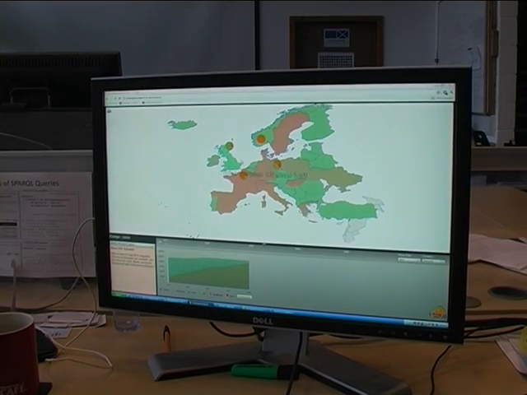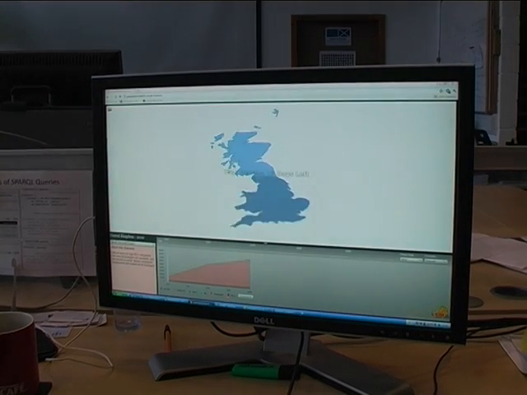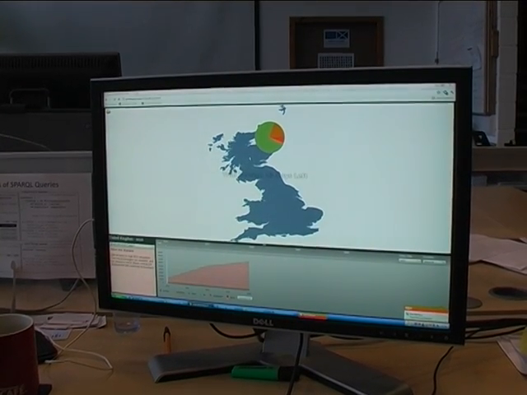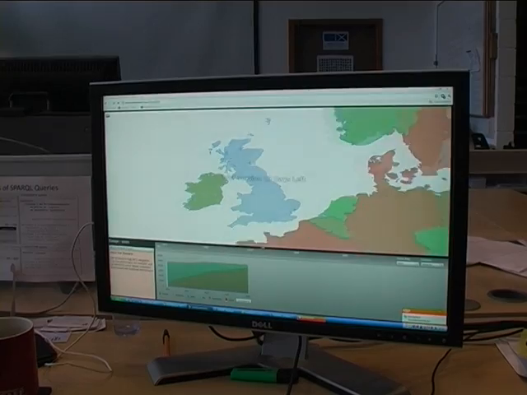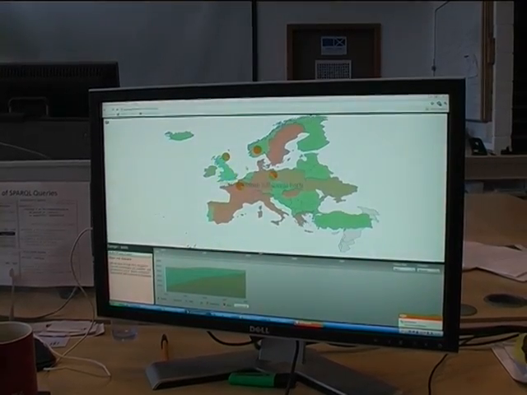So this is still in development, but it'll be finished over the next year, and it uses the latest kind of semantic web technology.